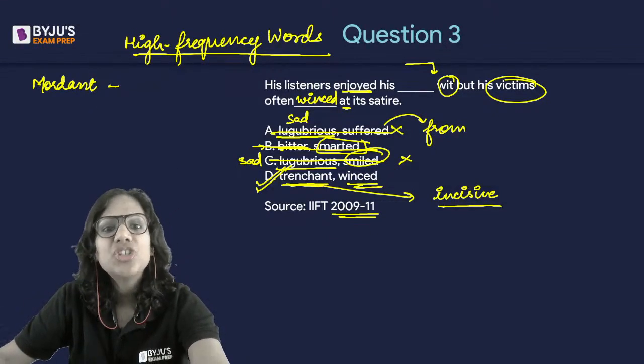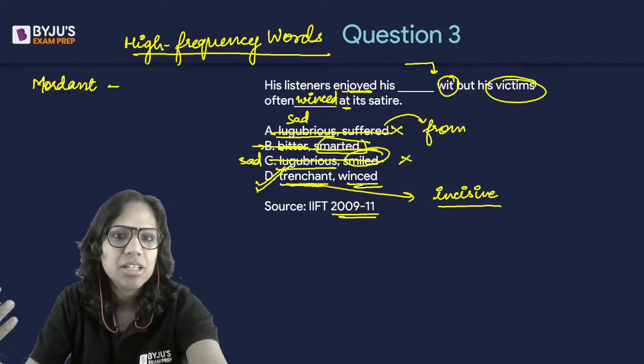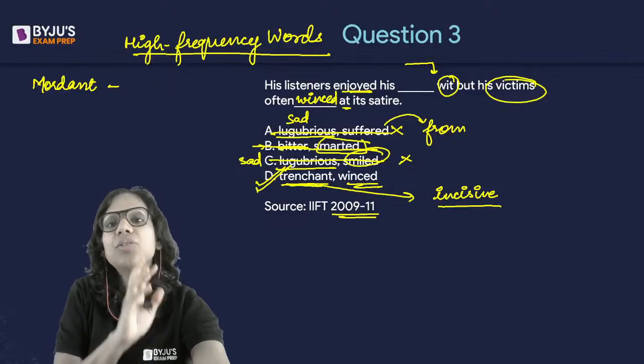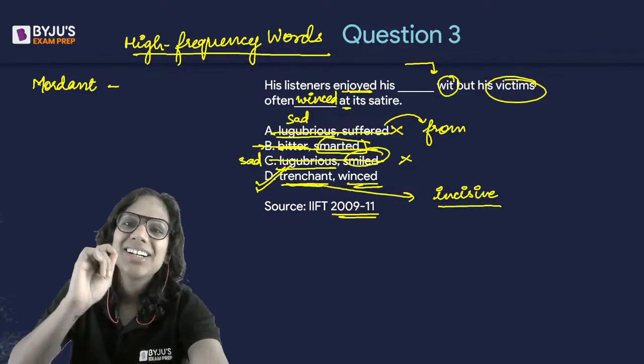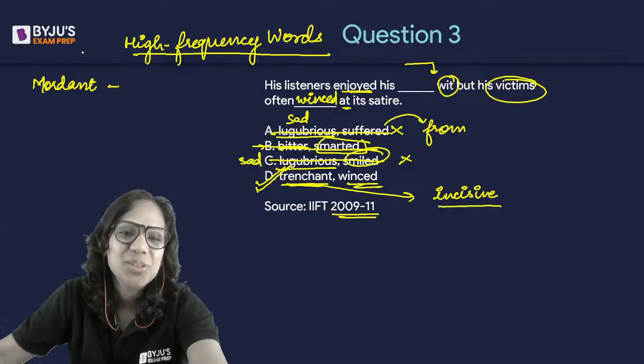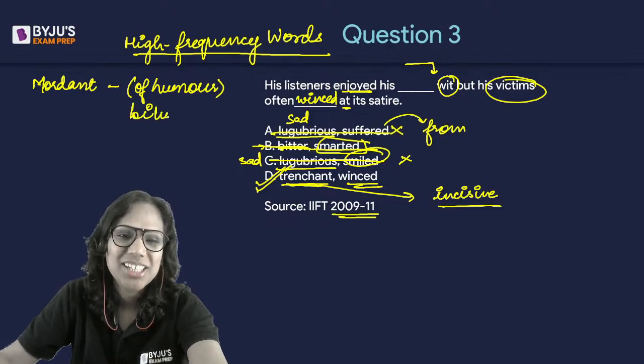Mordant is specially used for humor. While trenchant can be used for analytical articles, mordant is something that you use for the kind of humor that hurts, right? Biting humor. So this is used for humor, sharp humor, biting humor, cutting humor.